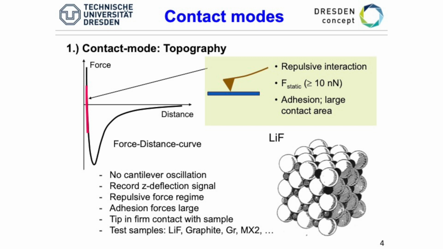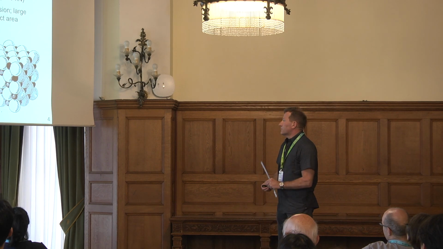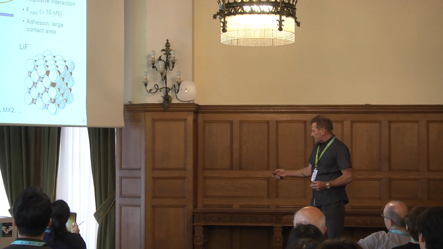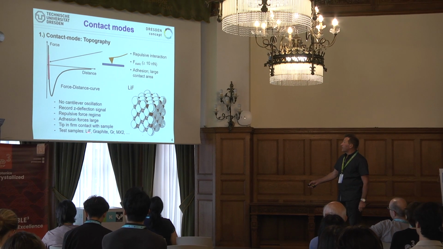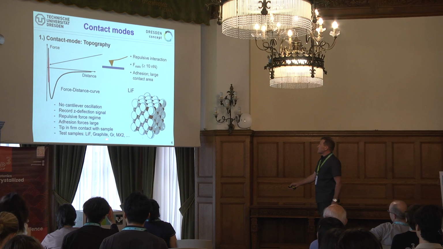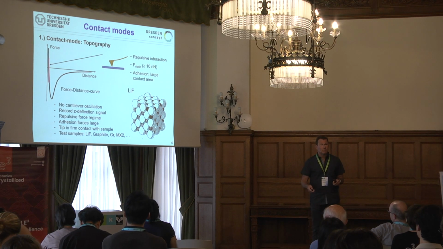We have a strong repulsive force, but there's also, on top of that, adhesion. And that means we have a tip that is firmly contacted to the surface. In fact, it's really clamping on the surface such a way that we have really a strong interaction, covalent bonding, actually. So we can take some test samples like shown here, some kind of, let's say, sodium chloride, or let's say other sorts. We can take graphite, we can take graphene, MX2, in order to test what we are doing.